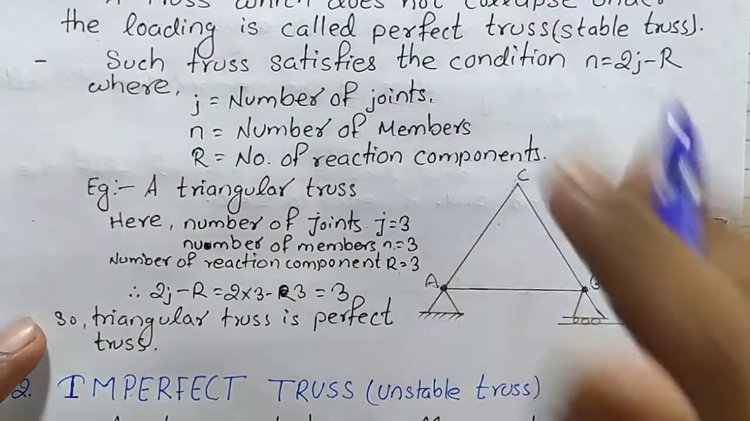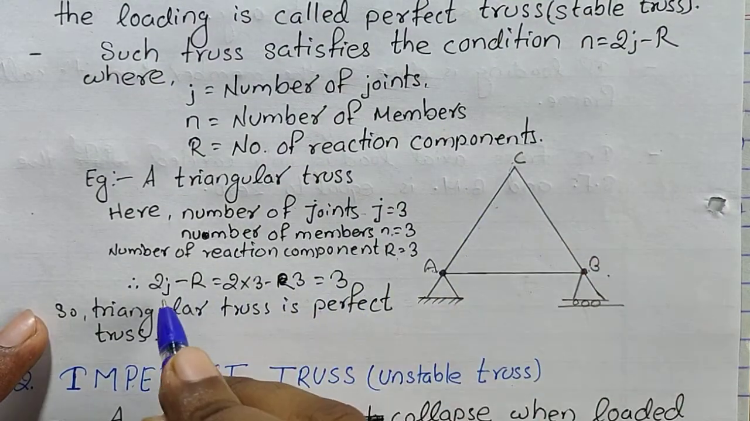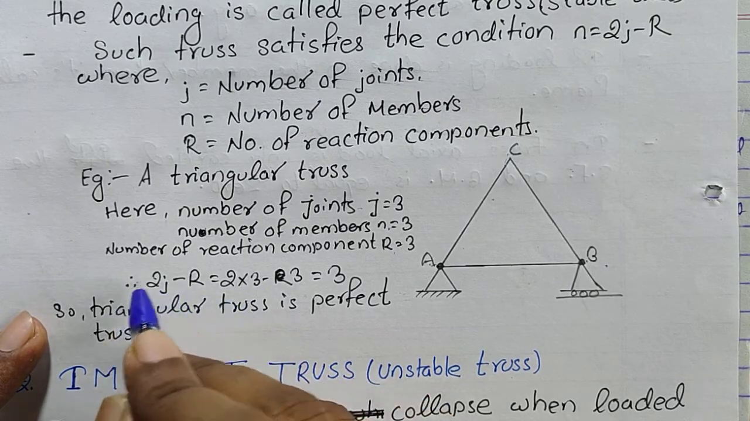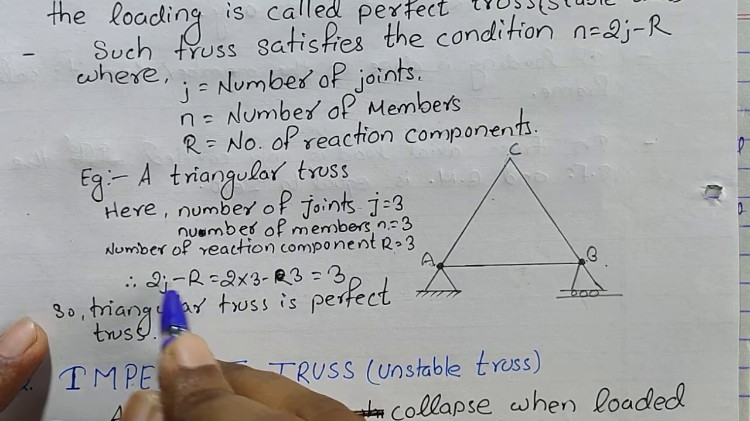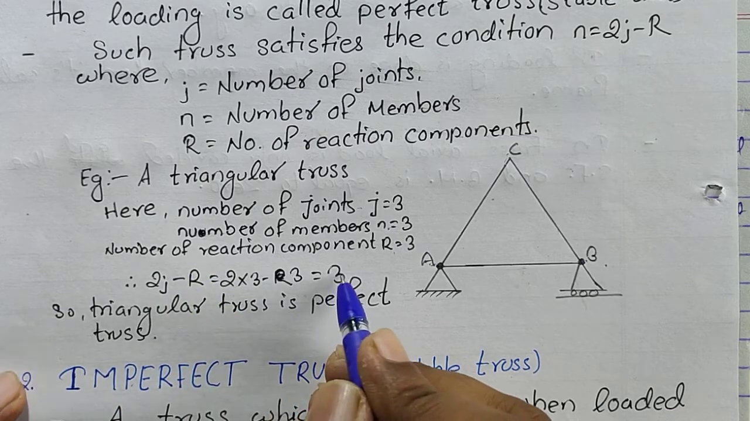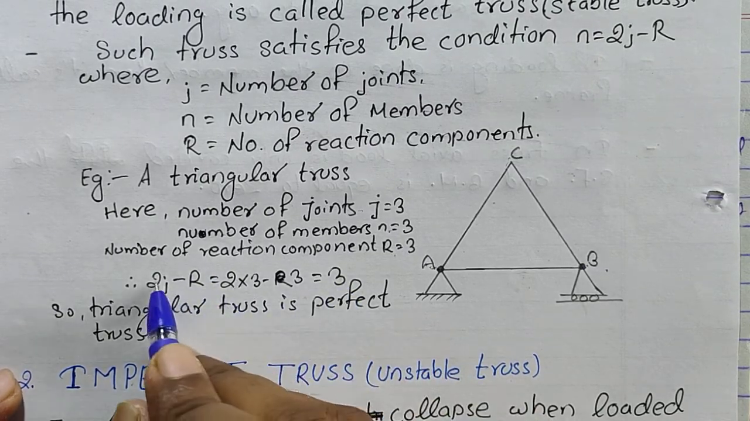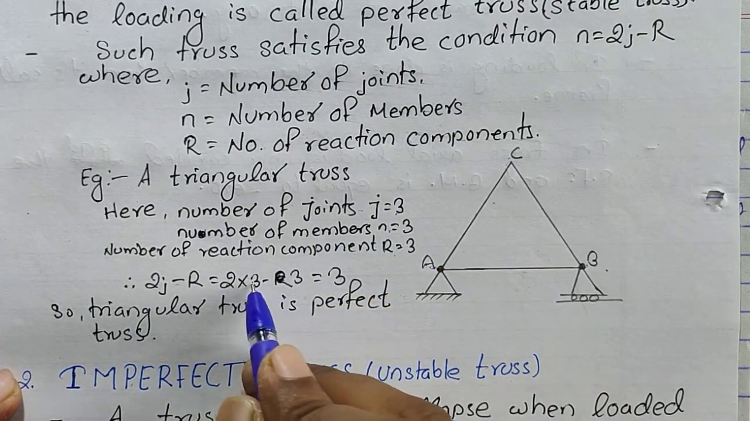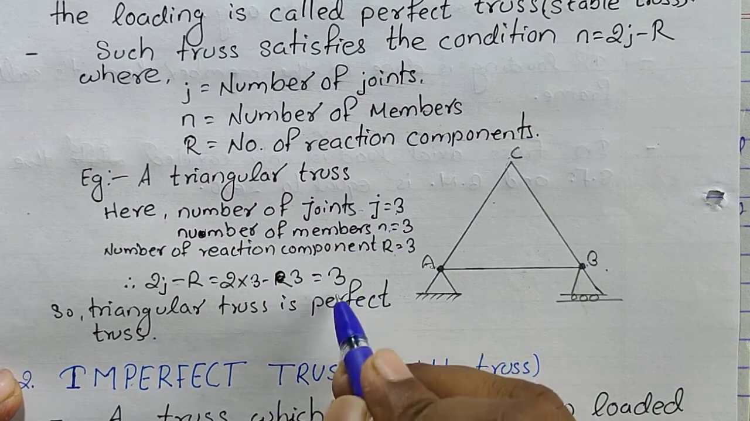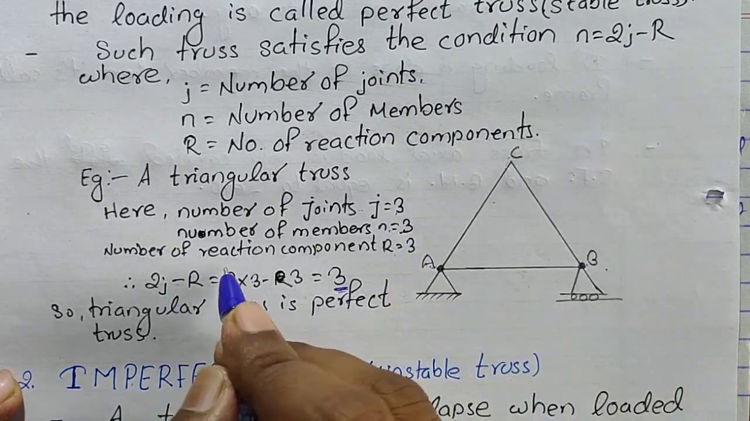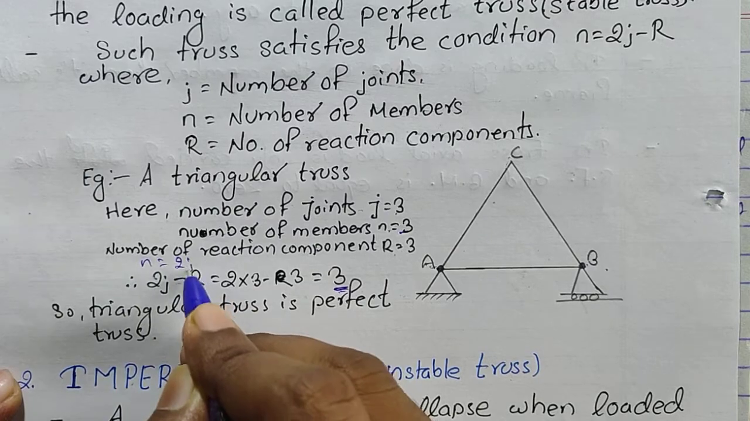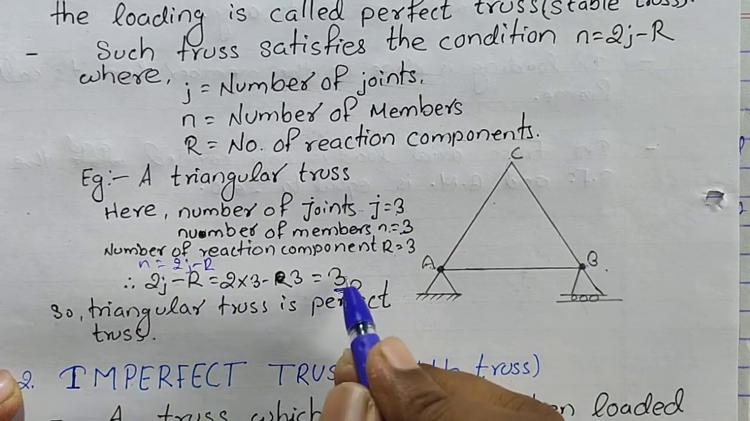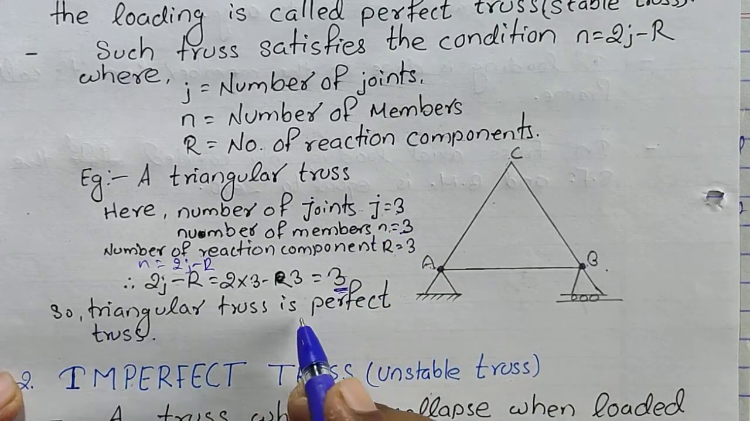Okay, now on solving this, applying the formula for checking the stability, we have n is equal to 2j minus r. It means if we find 2j minus r, it must be equal to our n. Here j means number of joints, and the joints are 3, so 2 times 3 is equal to 6, minus 3 is equal to 3, which is equal to n, because the formula is n is equal to 2j minus r, and our n value from this formula is the same, so our truss is a perfect truss.